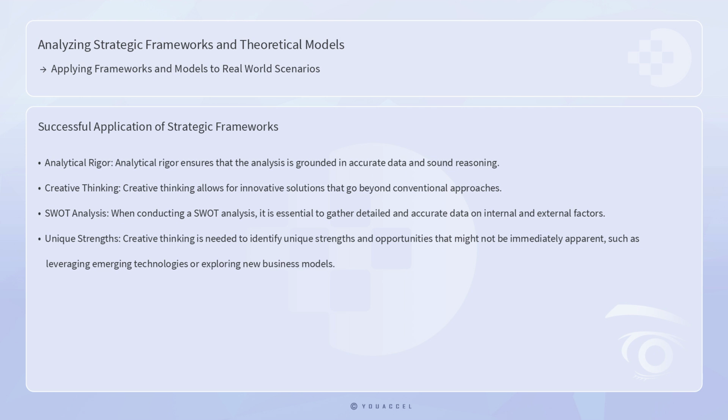In practice, the successful application of strategic frameworks and models requires a combination of analytical rigor and creative thinking. Analytical rigor ensures that the analysis is grounded in accurate data and sound reasoning, while creative thinking allows for innovative solutions that go beyond conventional approaches. For example, when conducting a SWOT analysis, it is essential to gather detailed and accurate data on internal and external factors. However, creative thinking is needed to identify unique strengths and opportunities that might not be immediately apparent, such as leveraging emerging technologies or exploring new business models.